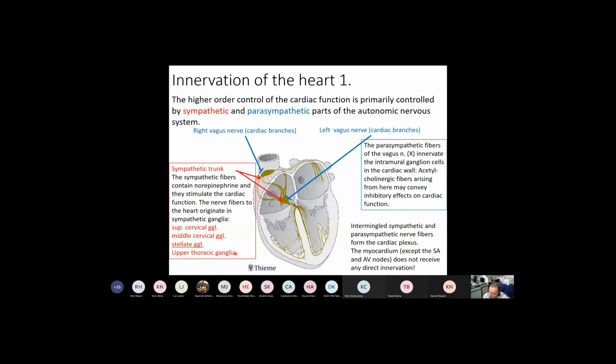So these nerve fibers will approach the heart already mixed, and this is the so-called cardiac plexus. And this will innervate the heart, AV node and SA node, but other muscle tissues do not receive innervation in the heart. Just the SA and the AV node is controlled.